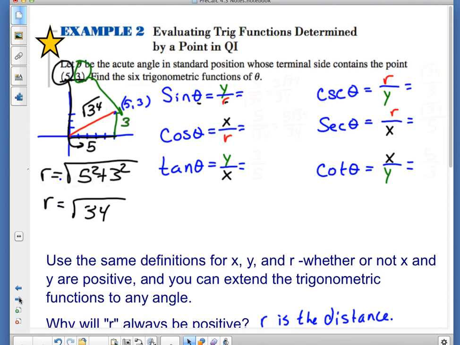And I use a reference triangle to help me based on the information they provided. They told me we were in quadrant 1. They told me the coordinates of the point I'm concerned with were (5, 3), 5 being my x horizontal value, 3 being my y vertical value. And then I was able to find my hypotenuse based on that. So fill in the remainder.